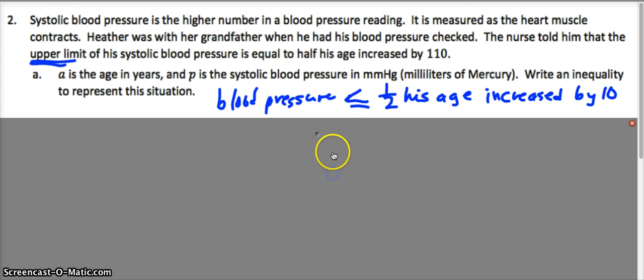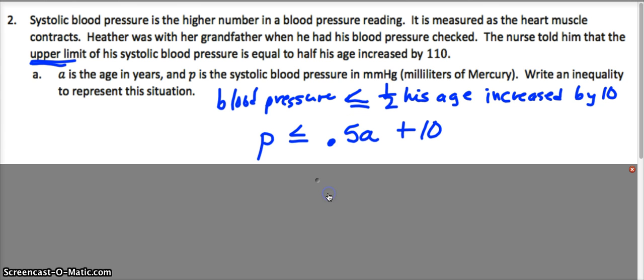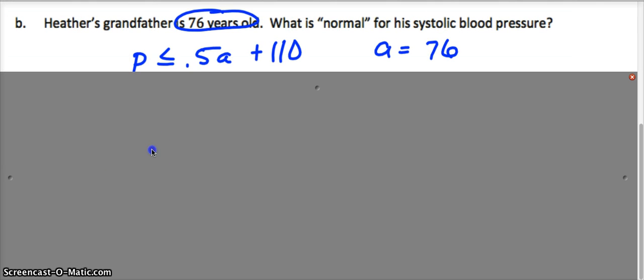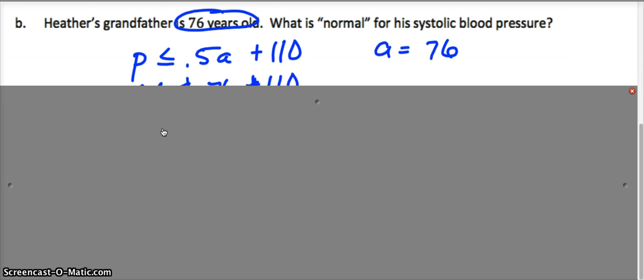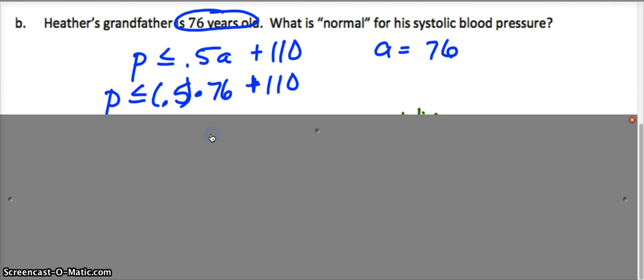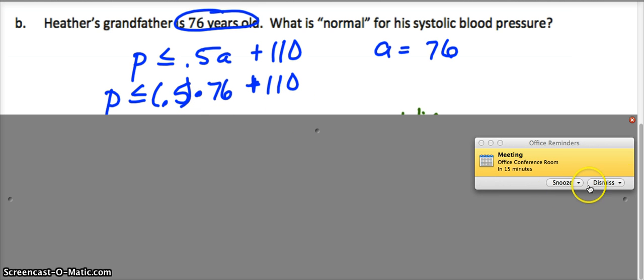Now algebraically, that would be P is less than or equal to, I changed half to a decimal, 0.5 times his age plus 110. Next step, solve the inequality. This is the inequality that we wrote in part A, and you see here in part B that his age is 76. So for the variable A, you substitute in 76. So P is going to be less than or equal to 0.5 times 76 plus 110.